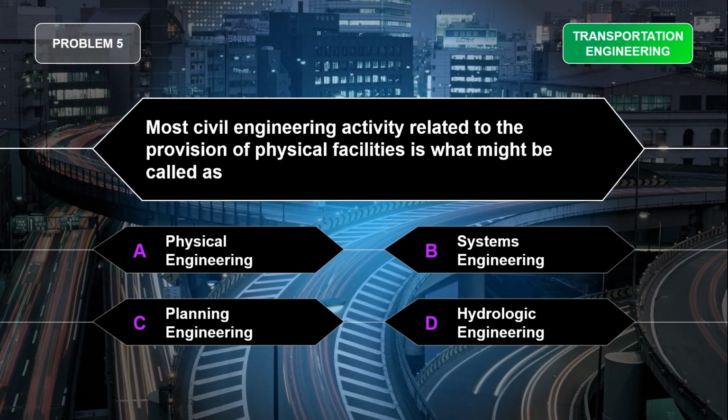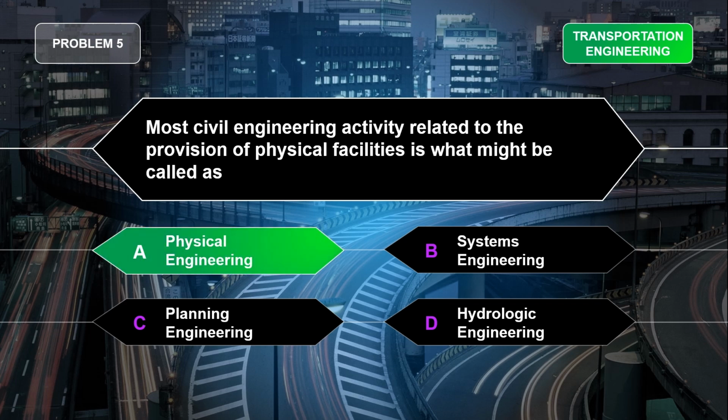Problem number 5. Most civil engineering activity related to the provision of physical facilities is what might be called as A. Physical engineering. B. Systems engineering. C. Planning engineering. D. Hydrologic engineering. The correct answer is letter A. Physical engineering.